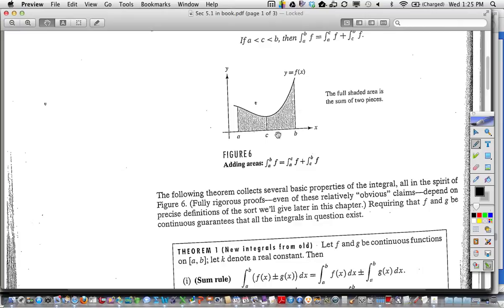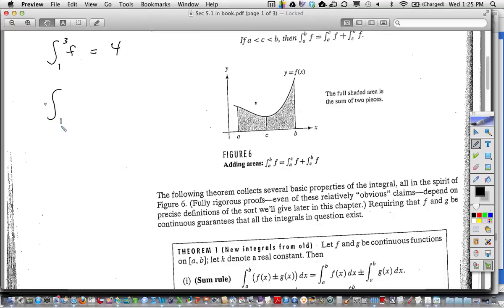Well, let me just draw one up here. I think there are some like this on the homework. So let's say you had the area from 1 to 3 of F. They just told you that was 4. And then they told you the area from 1 to 9 was -3. And they wanted you to tell them what the area is from 3 to 9.